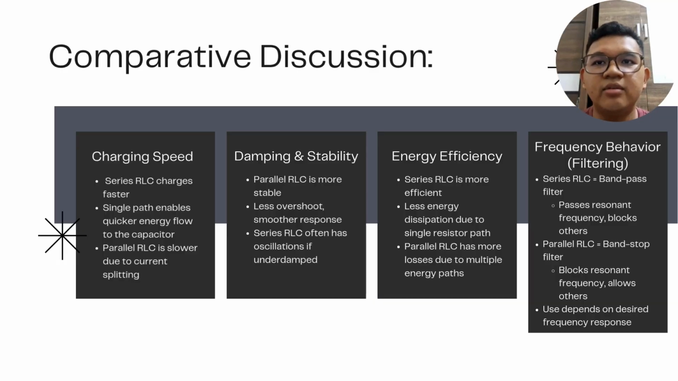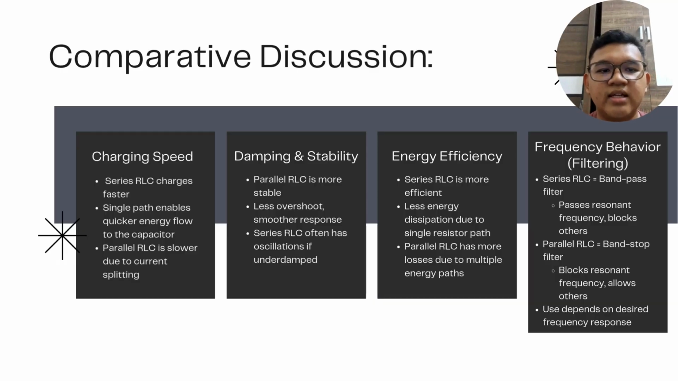Now, I'll be presenting the comparative discussion between the series and parallel RLC circuits based on 4 key aspects. First, in terms of charging speed, the series RLC circuit charges the capacitor faster. This is because all the current flows through a single path, allowing energy to be delivered to the capacitor more quickly. In contrast, in the parallel configuration, currents get divided, which results in a slower voltage build-up across the capacitor.